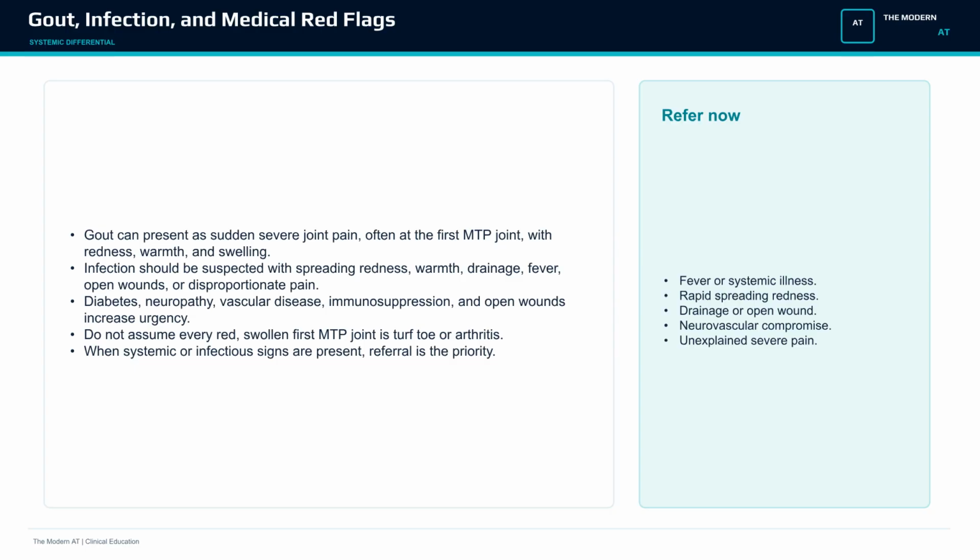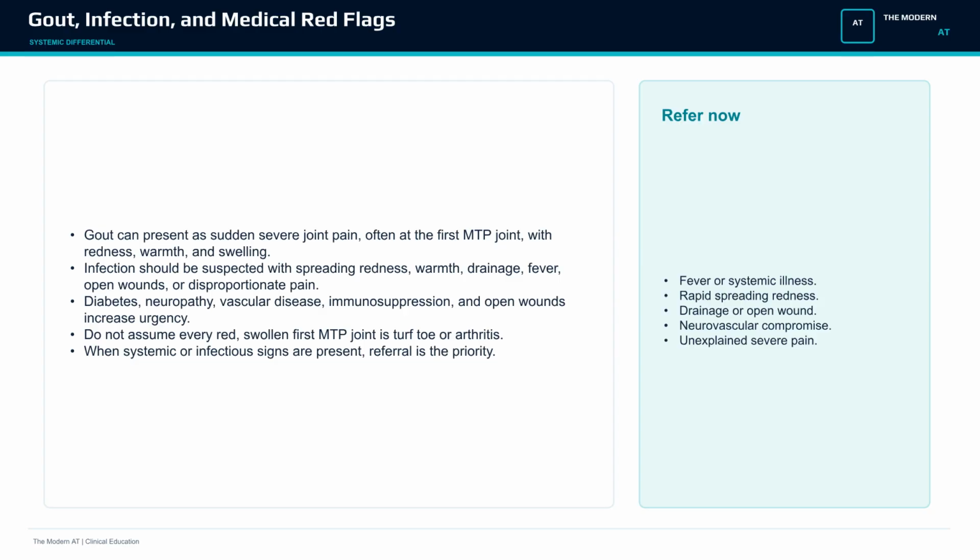This slide highlights systemic conditions and red flags that can mimic musculoskeletal foot pain. Gout may present as sudden, severe joint pain, often at the first MTP joint, with redness, warmth, swelling, and extreme tenderness. That can be mistaken for turf toe, arthritis, or trauma if the history is incomplete.